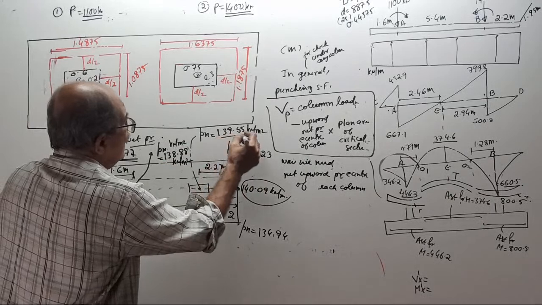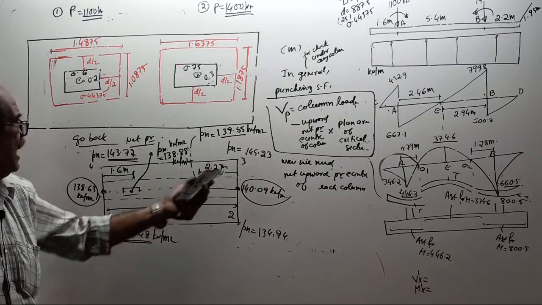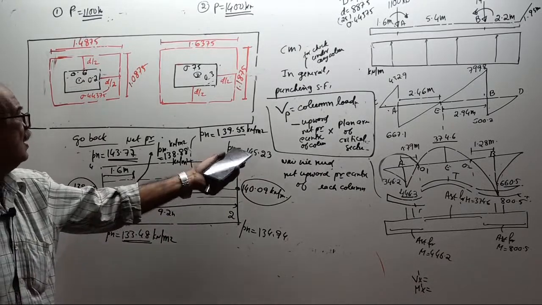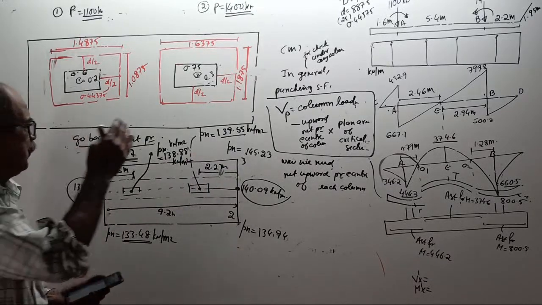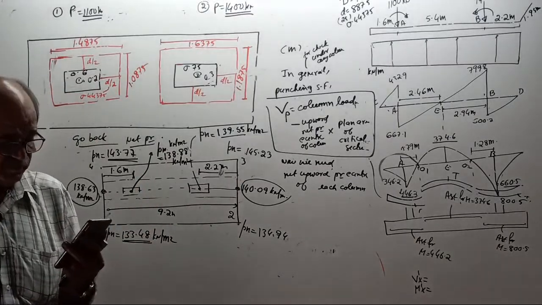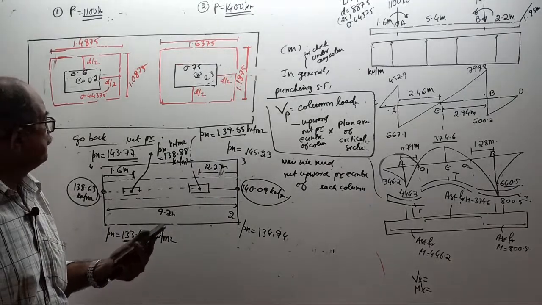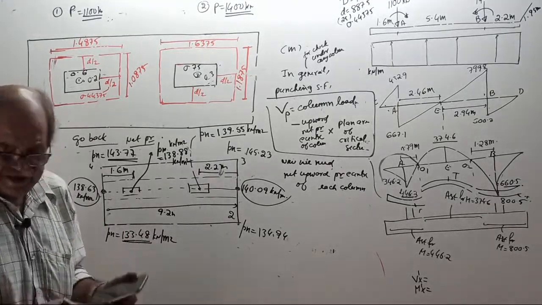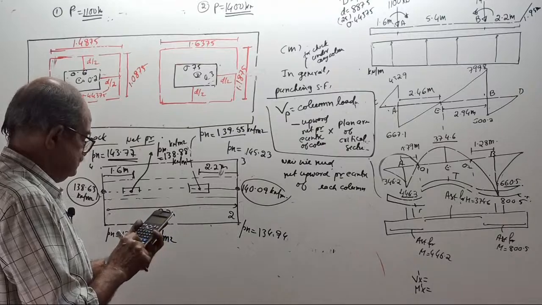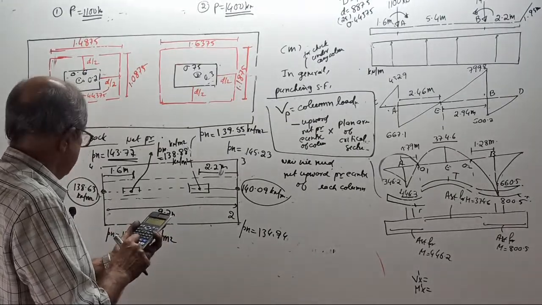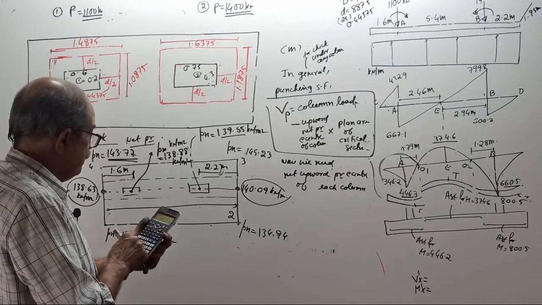Is this also correct? One more, from the other side. At 2.2 from there, answer. 138.98. Okay, something is wrong, you check. 140.09 minus 138.63 divided by 9.2 into 2.2. That much you subtract from 140.09.